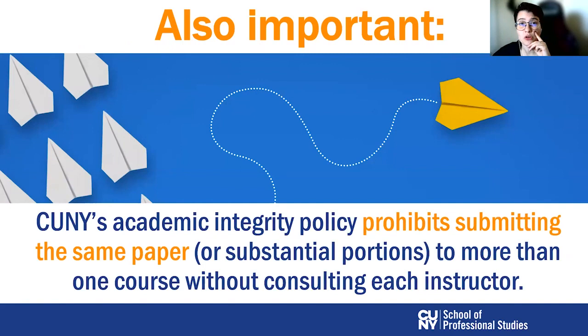Another thing that's important to note is that the CUNY academic integrity policy prohibits students from using the same paper or substantial portions of the same paper in more than one course without consulting each instructor. So if you're going to use significant portions of the same paper in two different classes, you need to get approval from both professors before doing so. Otherwise, you're plagiarizing yourself technically, and so it is against the CUNY academic integrity policy.